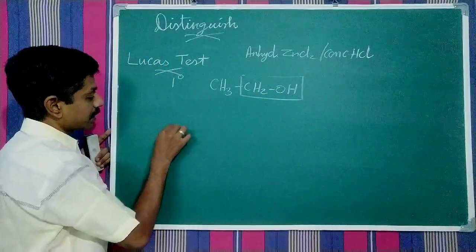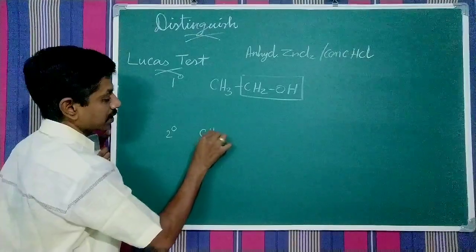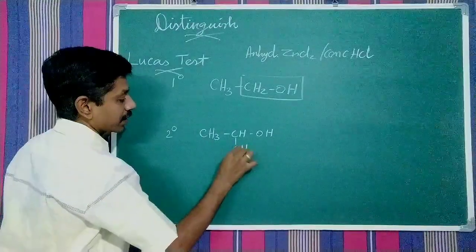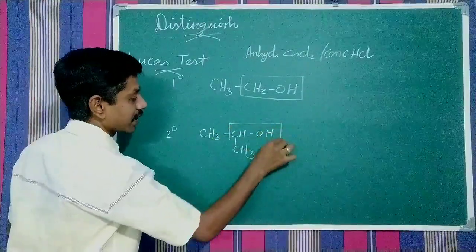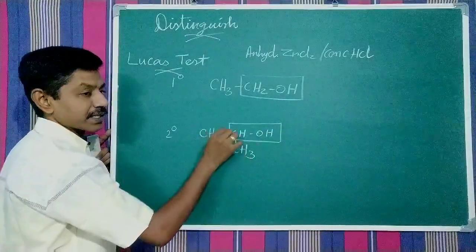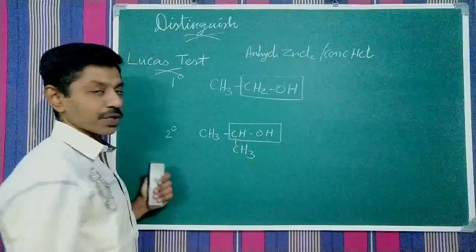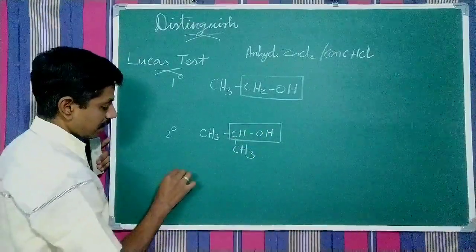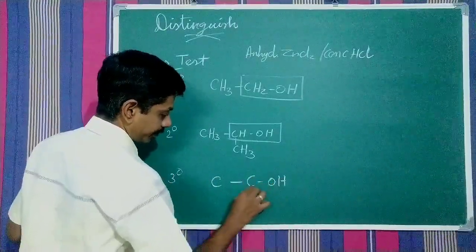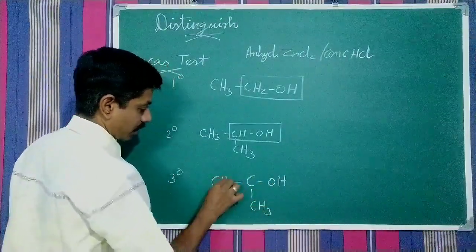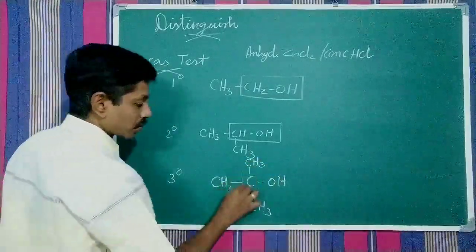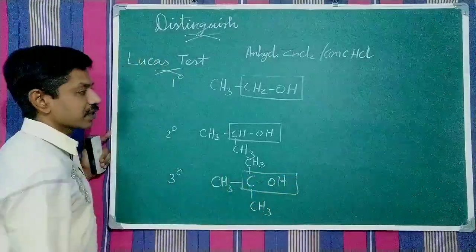And for secondary, I am giving you another example, CH3CHOHCH3. Look at this particular alcohol. CHOH is the structure: two alkyl groups are attached to the carbon bearing the OH group. The next alcohol is tertiary. It has COH as the structure, and on all three sides I am attaching a methyl group. So three types of alcohols are with us.